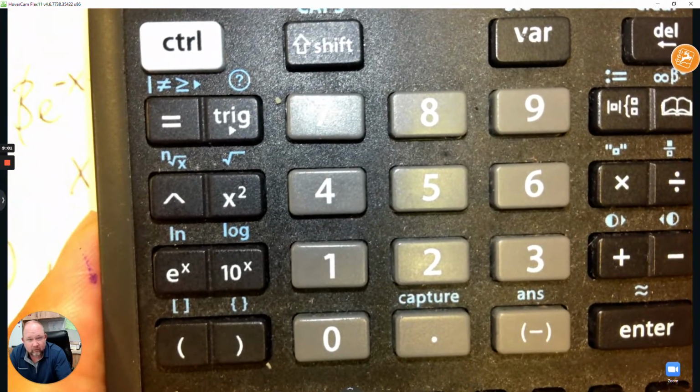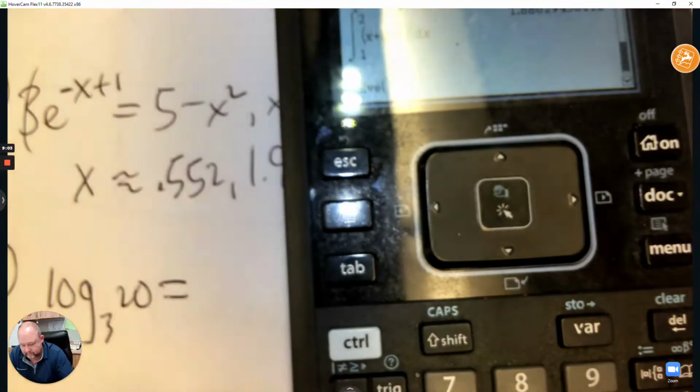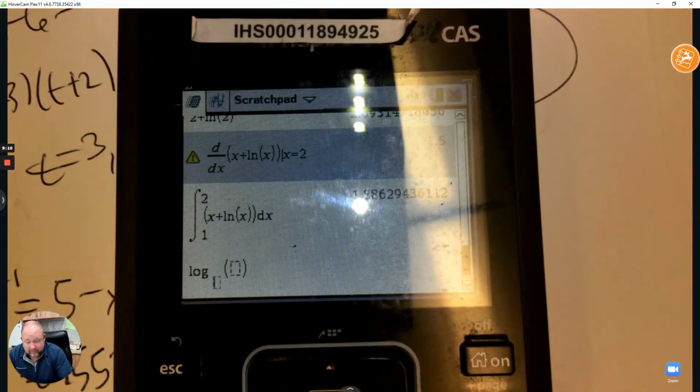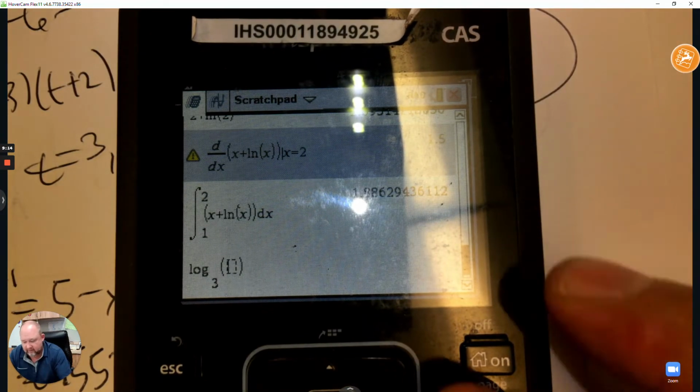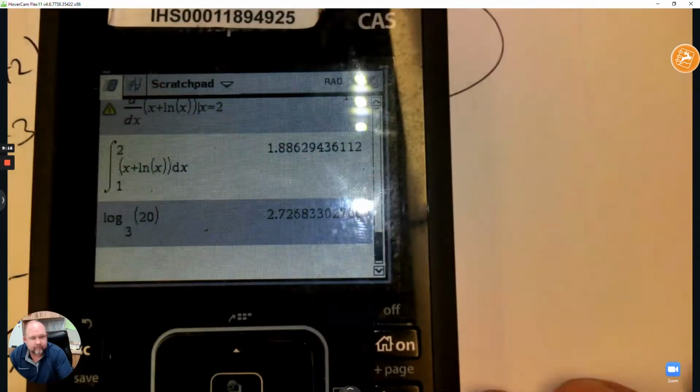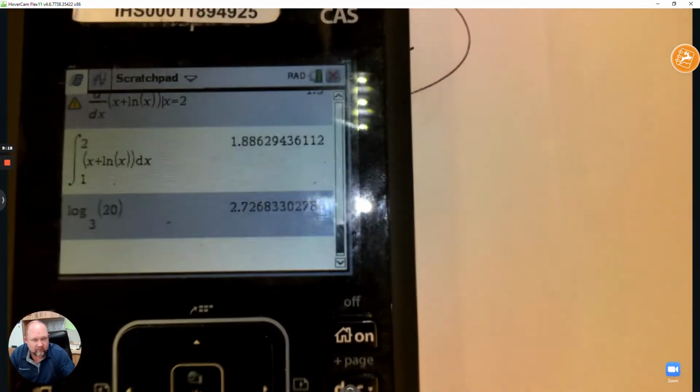So press Control and then 10 to the x. And then once you have a logarithm, you just type it in. So the base is 3, and then 20, and that's it. So 2.727.